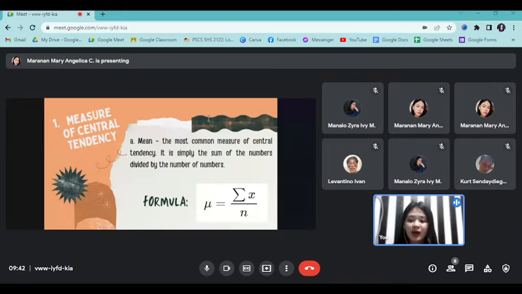So first we have measure of central tendency. Measure of central tendency has mean, median, and mode. The mean is the most common measure of central tendency. It is the sum of the numbers divided by the number of numbers. So it simply means it is an average after adding all the numbers in the dataset and dividing by the number of values in the dataset. The formula in getting the mean is equal to the sum of all data values divided by the number of data items.